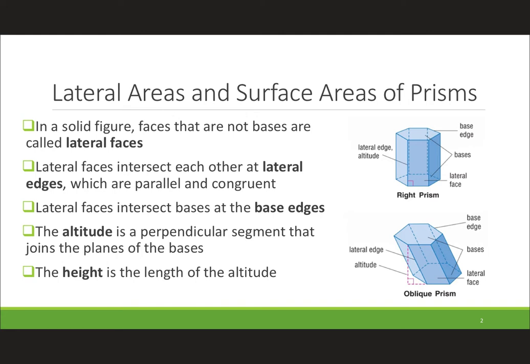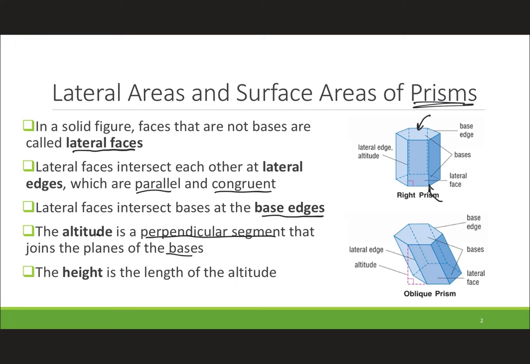Well, a prism is a 3D figure that has two bases, so base 1, base 2, that is connected by lateral faces. Okay, and these lateral faces, as you can see, are just lines that connect the two bases together and that are parallel and congruent to each other. Okay, the lateral faces intersect the bases at the base edges. And then if it is perpendicular to the base, we have our altitude again.